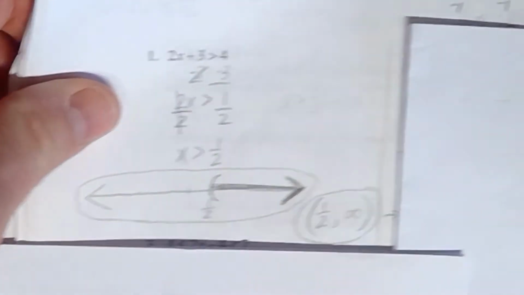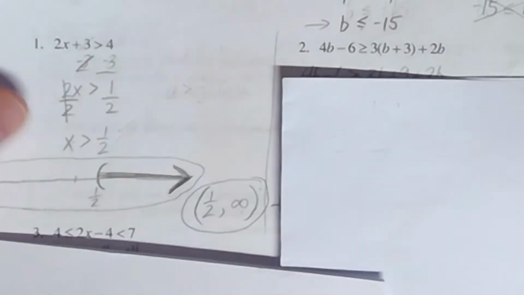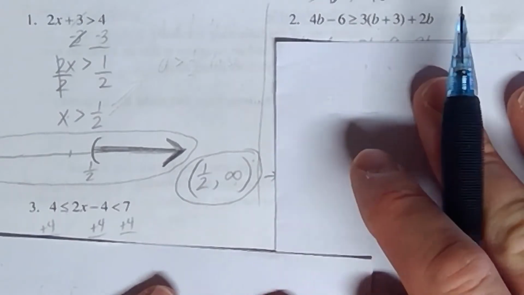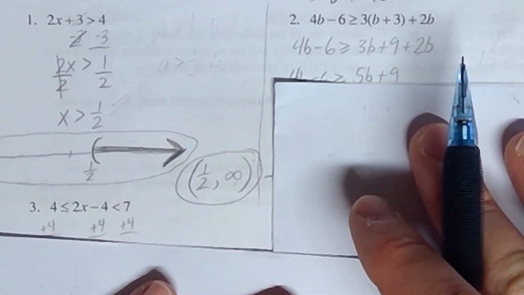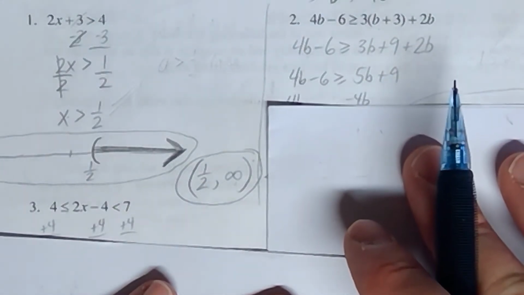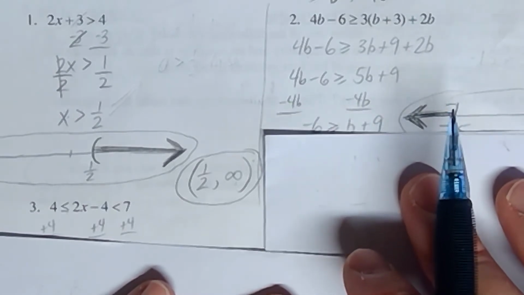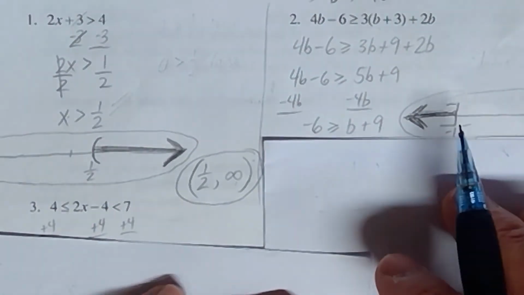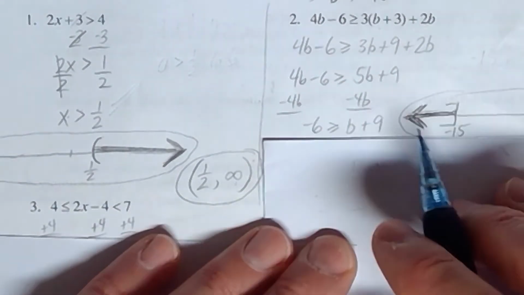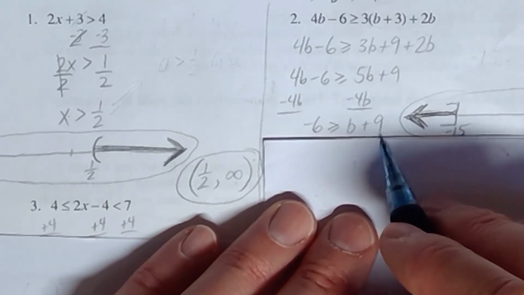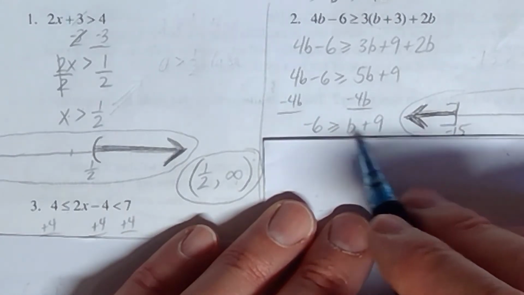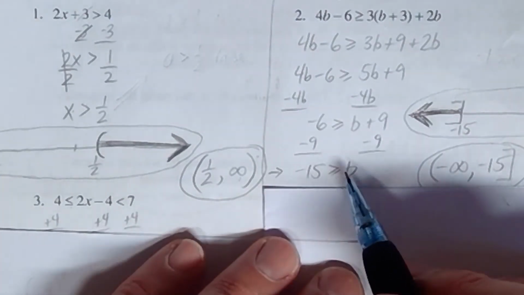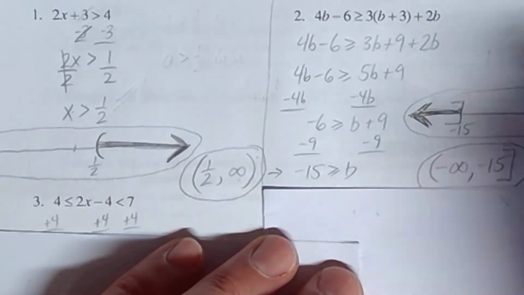Number 2. If I solve that, I have to distribute out the 3 first. I then combine like terms. I then move the b over to the right. You could have moved it over to the left; I'll show you that here in a moment. Because I moved the b terms to the right, I need to move the 9 over to the left here. And I get negative 15 is greater than or equal to b.